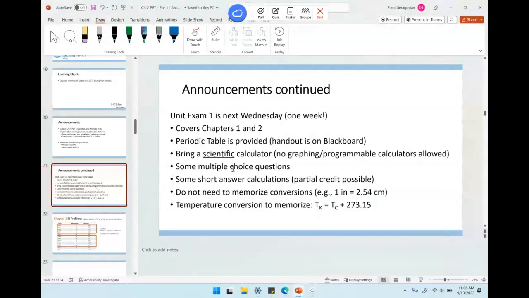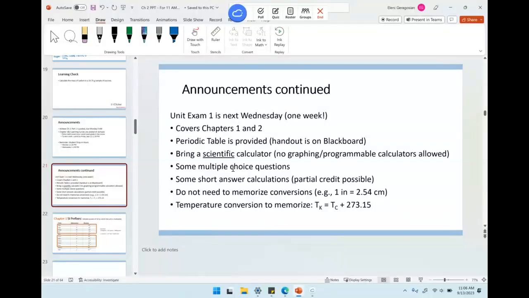But I'll get there in a second. Make sure you have a scientific calculator. So I'm going to walk around and make sure you all have a scientific calculator, that you do not have a graphing calculator or a programmable calculator. Those are not allowed in my class. They're not allowed in Gen Chem 2.